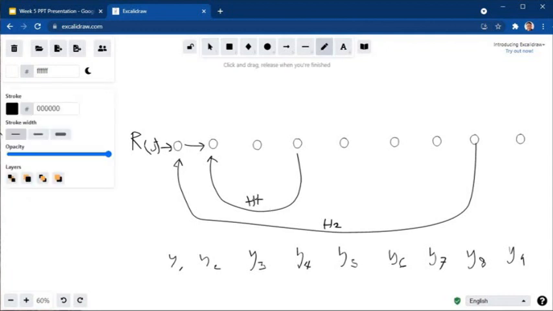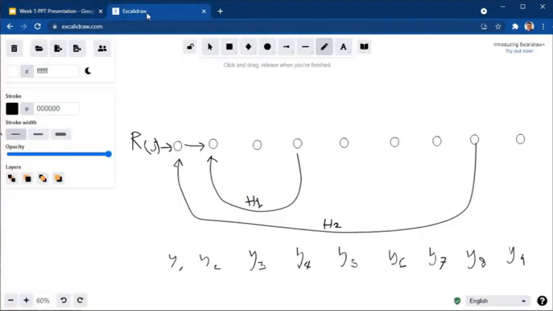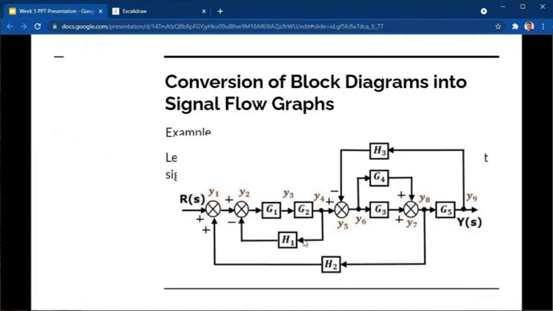Then next, on our y sub 3 or node 3, from y sub 2, we have a signal with the gain of G1. Then, on our y sub 4, it will be a signal from y sub 3 with the gain of G2.